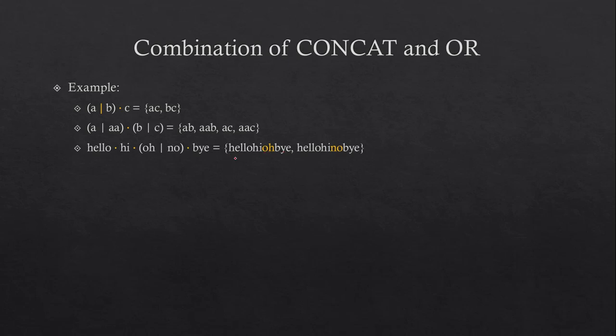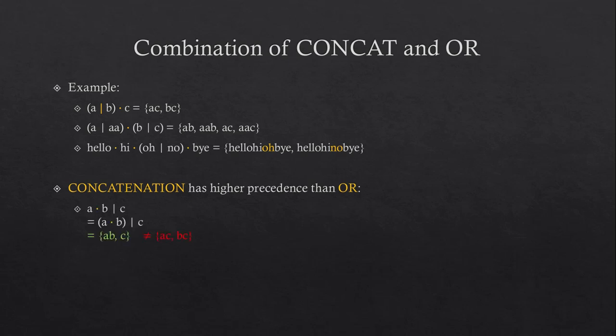If we take OH, we get this string. If we take NO, we get this string. Concatenation has a higher precedence than OR. So if there are no brackets or parentheses, concatenation will come first. In this example, we have A dot B or C. We are not going to take the OR between B or C first. We are going to concatenate A dot B first, then we are going to take the OR.